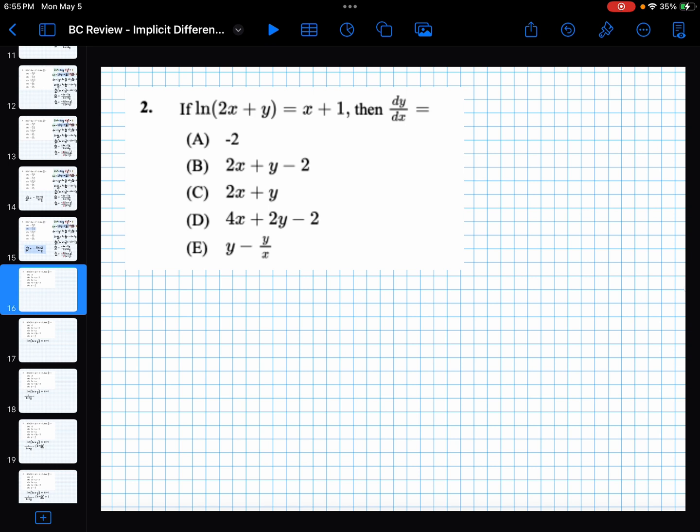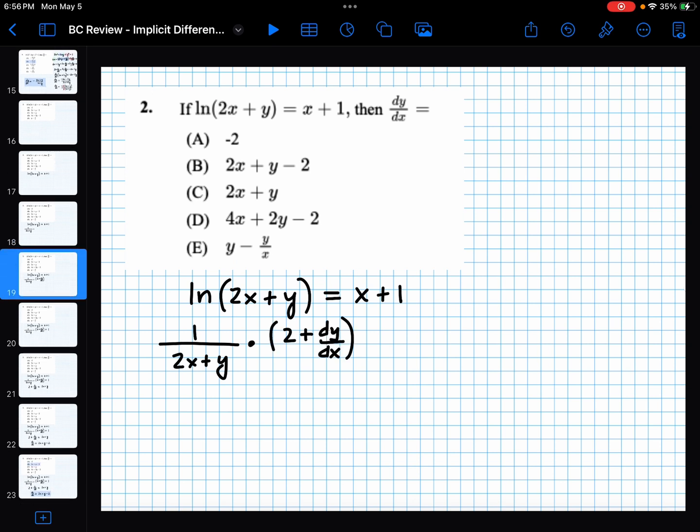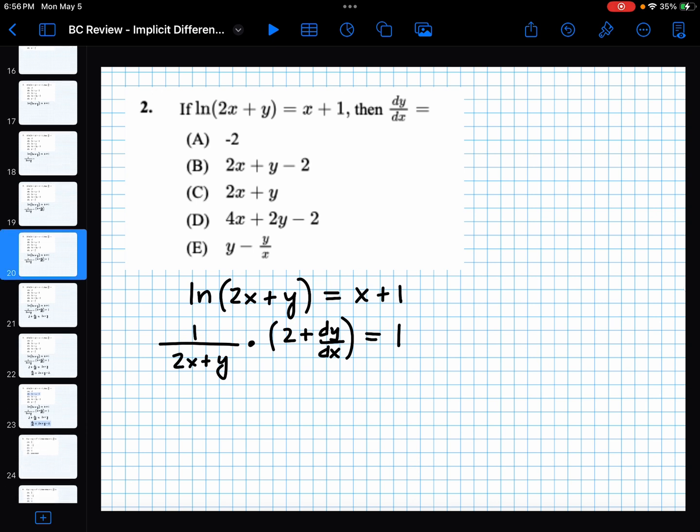Also implicit differentiation, but now you've got x's and y's in the input of a natural log function. So there's our equation. Remember, the derivative of natural log of something is 1 over that same input times the derivative of the input. But again, this is implicit differentiation, so every time you have a y term, you have to multiply its derivative by dy dx. So that's going to give me that for the 2x plus y. On the other side of the equal sign, the derivative of x is 1, and the derivative of the constant 1 is 0. So I'm trying to solve for dy dx.